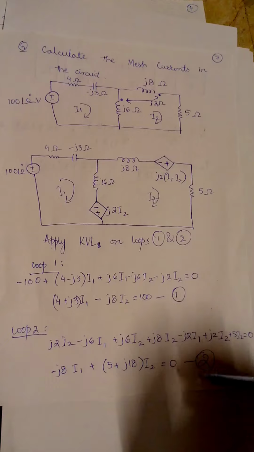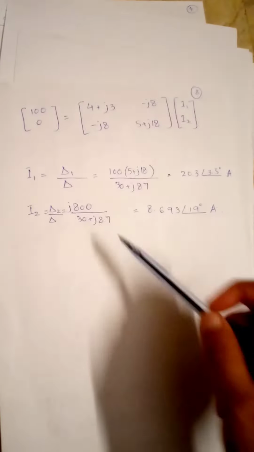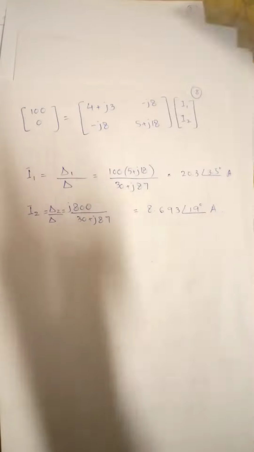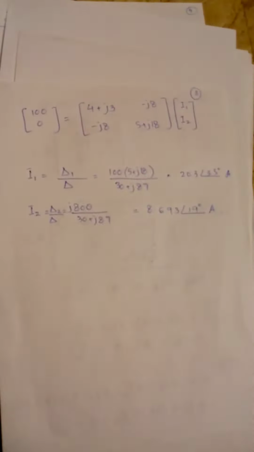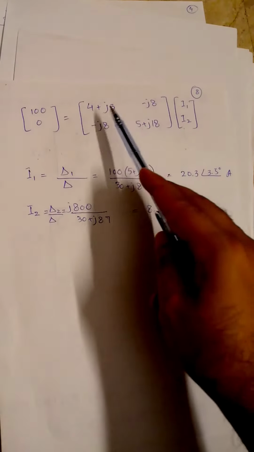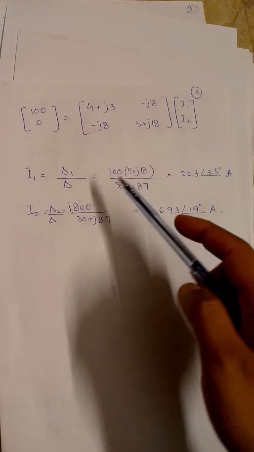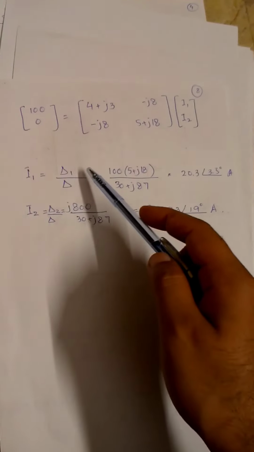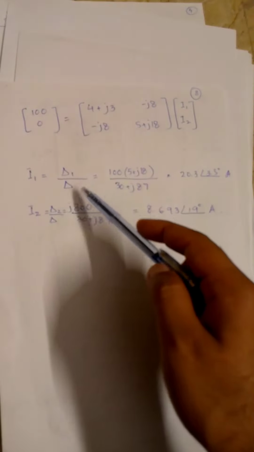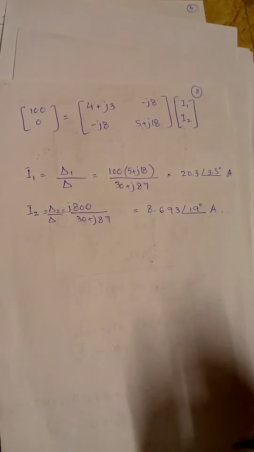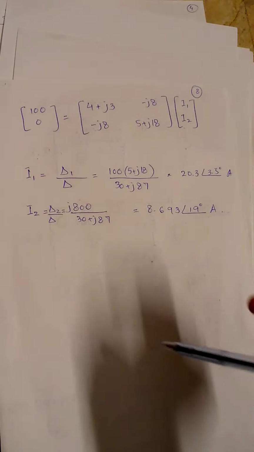You can solve these two equations by using Cramer's rule. So formulate the matrix over here. Here we can put the constant values, and there would be the coefficients of I1 and I2. So you can directly apply Cramer's rule. You will get the results delta 1, delta 2 and delta. So you can solve it on your own and check whether your answers are correct.